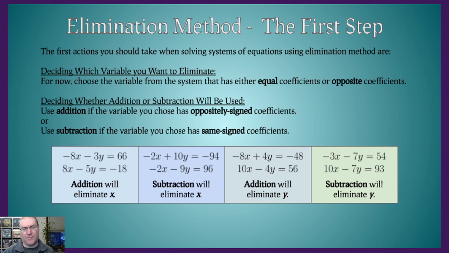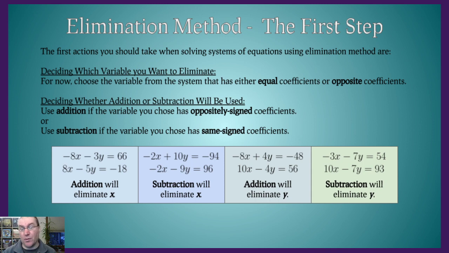So let's take a look at these 4 examples here. In this first one here, on the left, you'll see that both of them have a negative 8x and a positive 8x. They both have an x with an 8 or a negative 8. Those are opposites. So I want to eliminate the x's by adding, right? Because negative 8x plus 8x is 0. In the second equation, both of them have exactly the same thing, negative 2x. So subtracting makes things that are the exact same go away. Right? Negative 2x minus negative 2x would be 0, right? So that would eliminate the negative 2x's from both equations if I were to subtract.